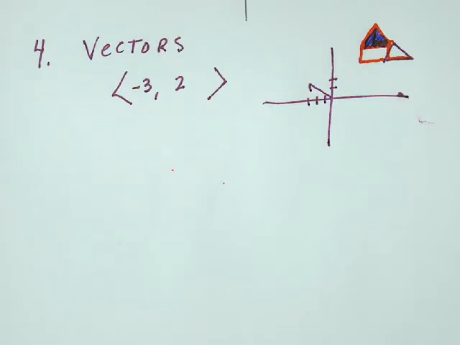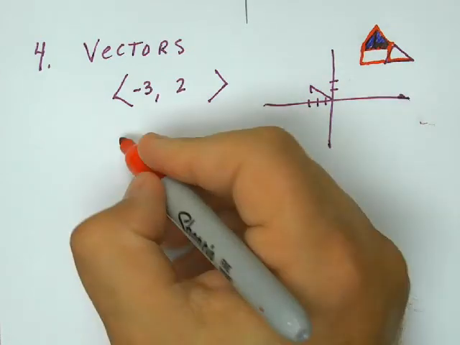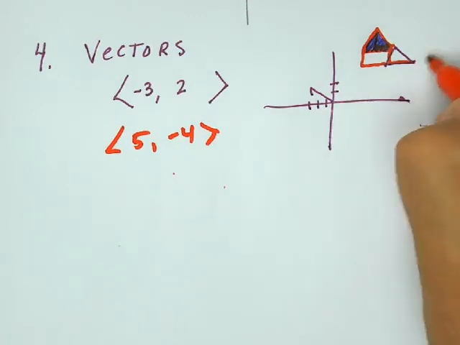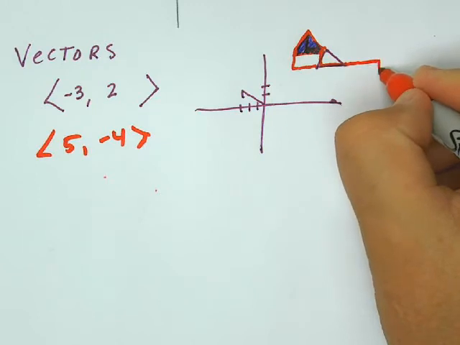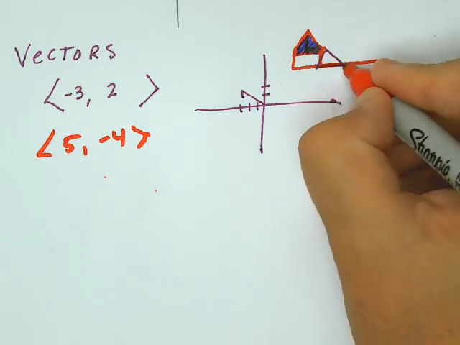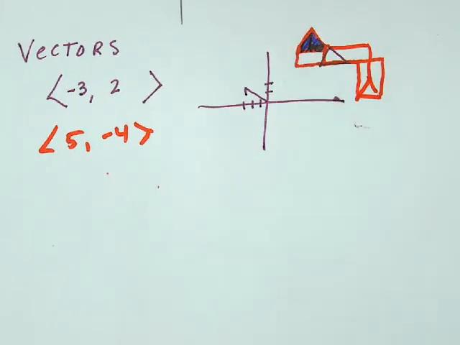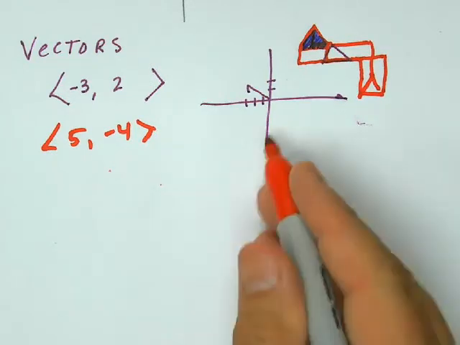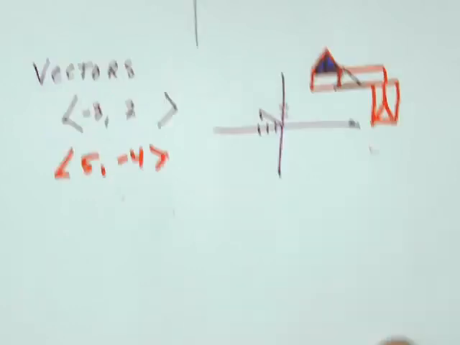What if a vector? No, it doesn't get much more difficult than that. I mean, what if it's 5, -4? Well, then it goes 5 over and 4 down. Okay? You just don't go off the origin. All right. Any question on vectors?